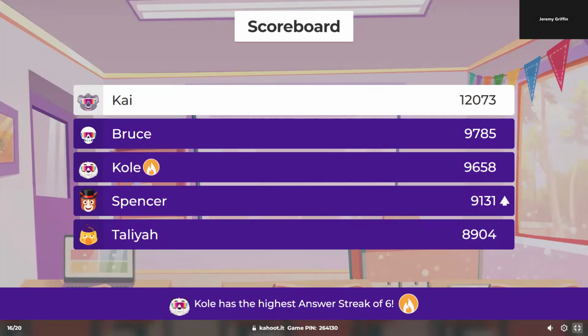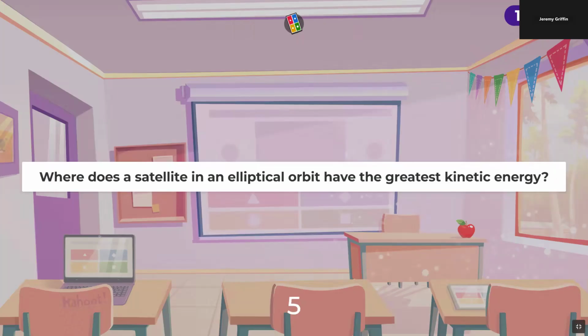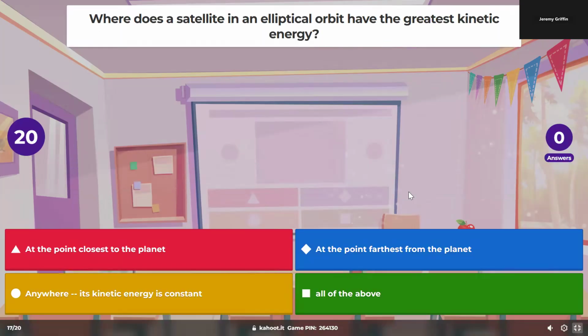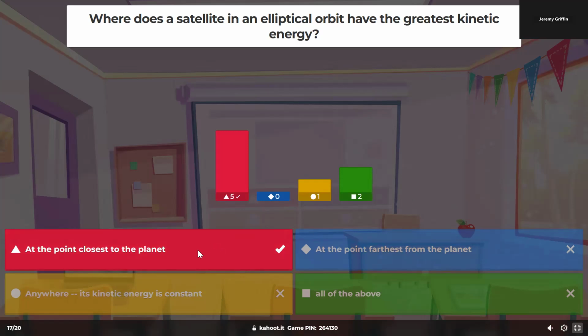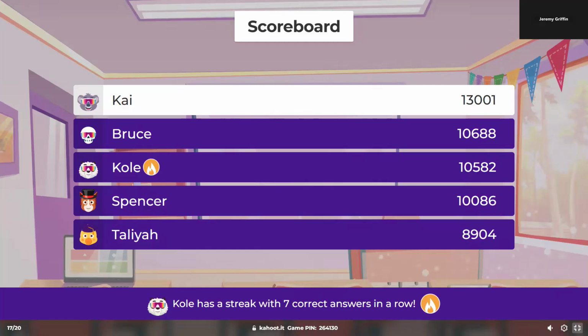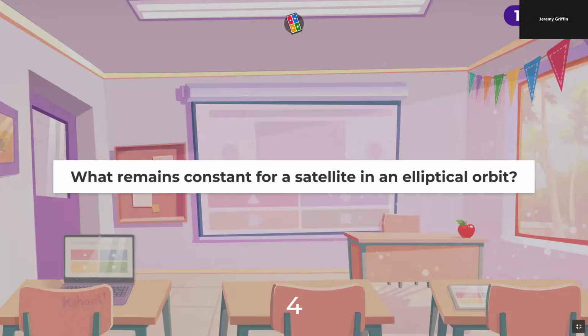Talia, Spencer, Cole, Bruce, Kai. Where does a satellite in elliptical orbit have the greatest kinetic energy? That's energy of motion. Another way to say that is, where does it have the fastest speed? That also answers the question. At the closest point to the planet. Going the fastest has the greatest of that kinetic type of energy.